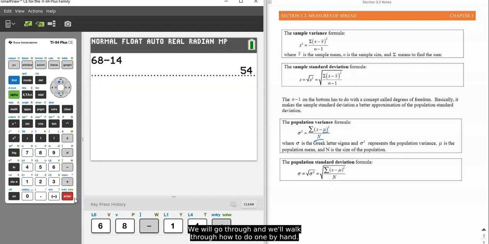So we will walk through how to do one by hand. And then I will show you how to do this in the calculator. Definitely faster in the calculator, definitely usually the route we want to go. But it is important to know and understand where we're calculating this by hand and how each of these variables come into play.